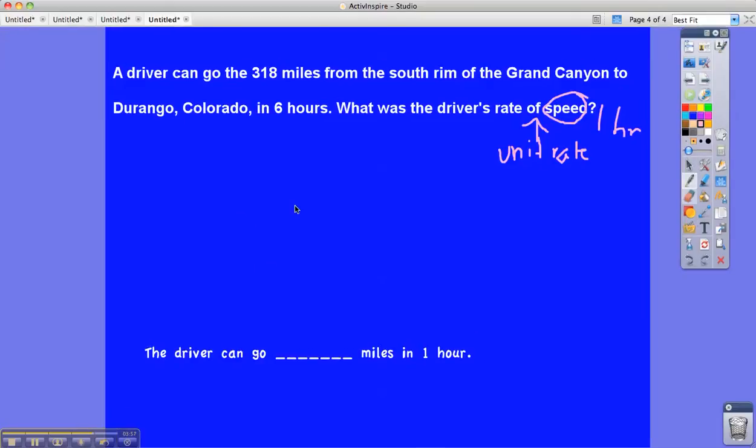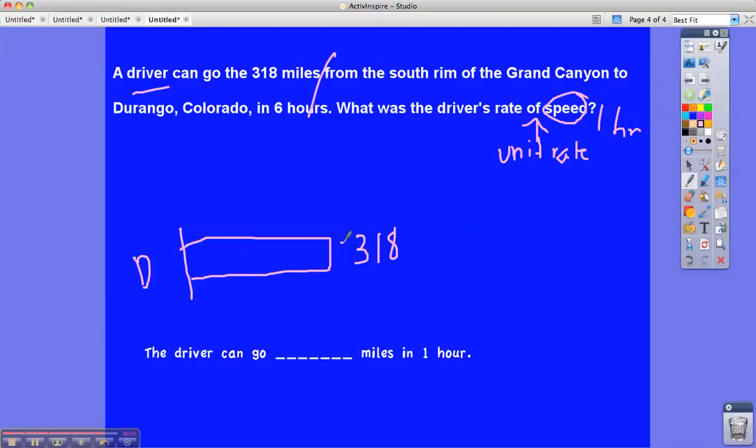So let's think about our model for this. The only person we have is the driver. So I'm going to say the driver, and we're going to draw a picture for the driver. The driver has a bar. It says a driver can go 318 miles. So let's put a dash mark. 318 miles, that's the total distance he can go. So I'm going to put that at the end of my bar. So basically this bar is equal to 318 miles.